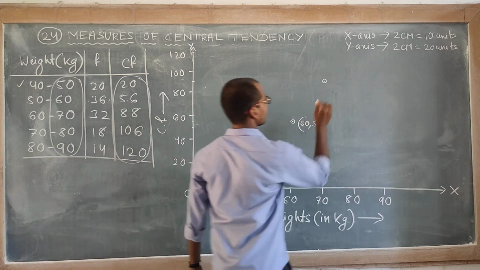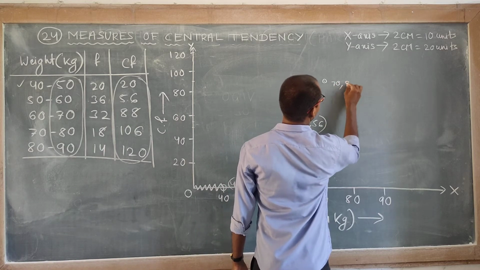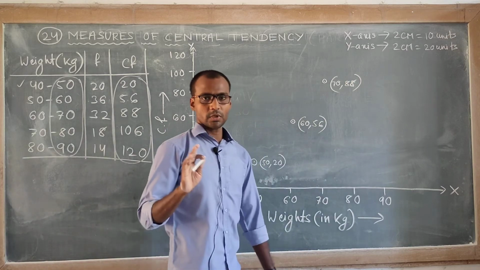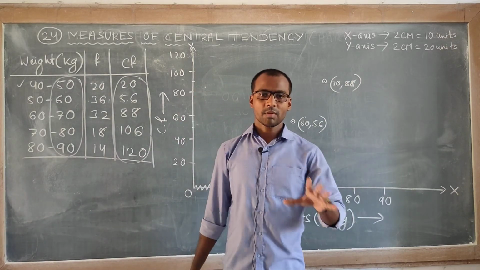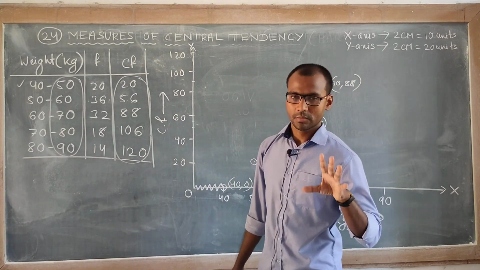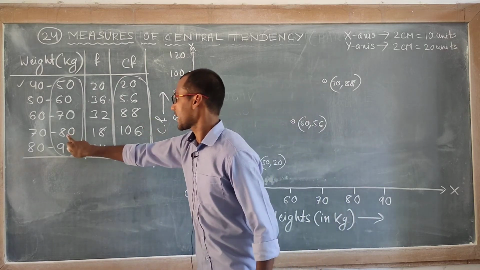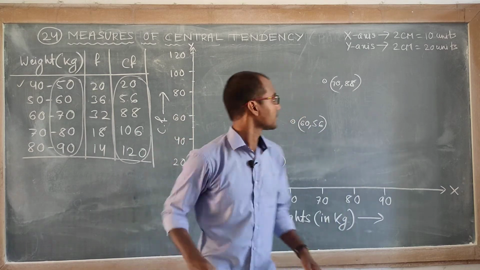So this should be 70, 88. Okay, 70, 88. My plotting may not be accurate, but your plotting should be accurate because you are going to use graph paper. Next point is 80, 106.